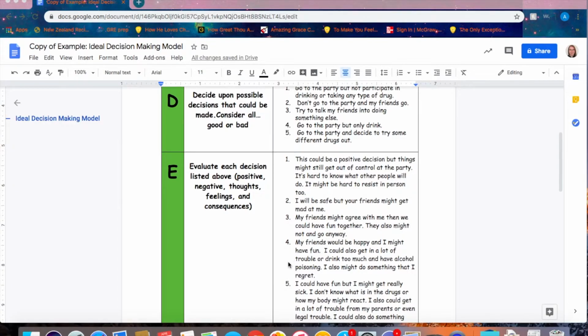Number 4, go to the party but only drink. So the thoughts about that are my friends would be happy and I might have fun. I could also get into a lot of trouble or drink too much and have alcohol poisoning. I also might do something that I regret.